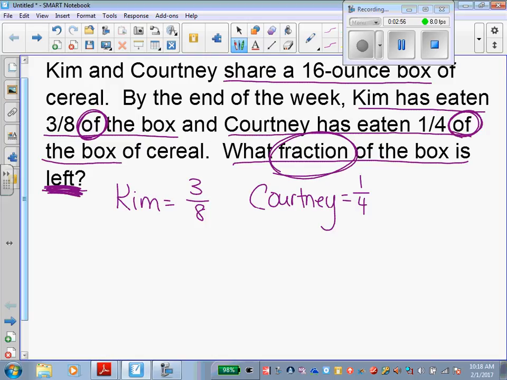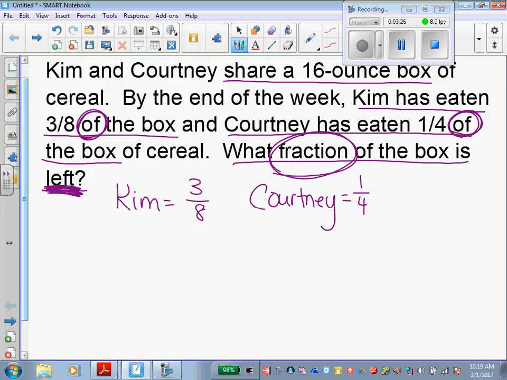If I'm thinking in terms of fractions, what would my common denominator be? 16? 8? Okay, we want the lowest common denominator. So what's the lowest common denominator? 8. Okay? 8 can't go into 4. So you're looking for the multiple. The multiples of 8 and the multiples of 4. So 8 times 1 is 8, 4 times 2 is 8. So our common denominator is going to be 8.